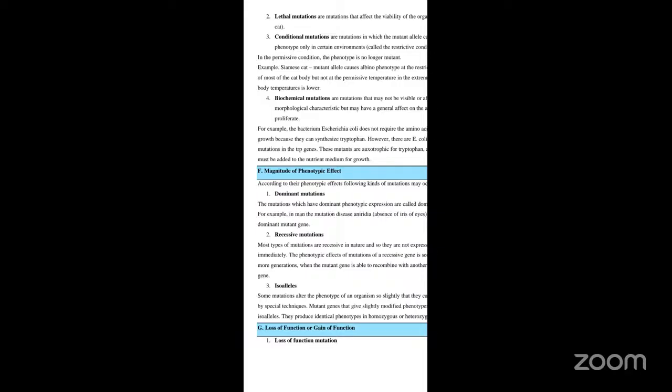Now the next category is based on the magnitude of phenotypic effect. Based on the magnitude of phenotypic effect, you have different types of mutations: dominant mutation, recessive mutation, and isoallele. Coming to dominant mutation, you all know what dominant is. It is nothing but that which is always expressed. So the mutations which have a dominant phenotypic expression are called dominant mutations.